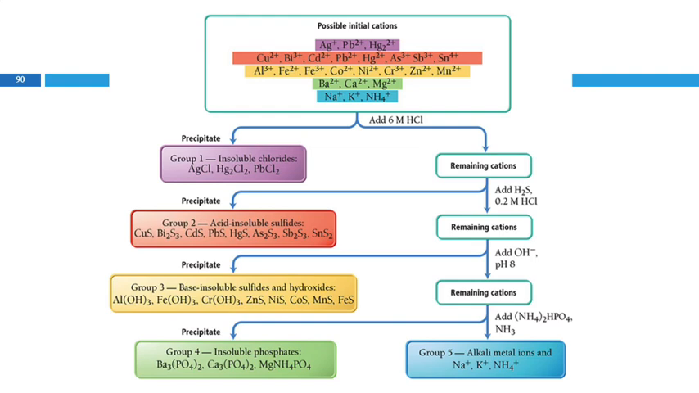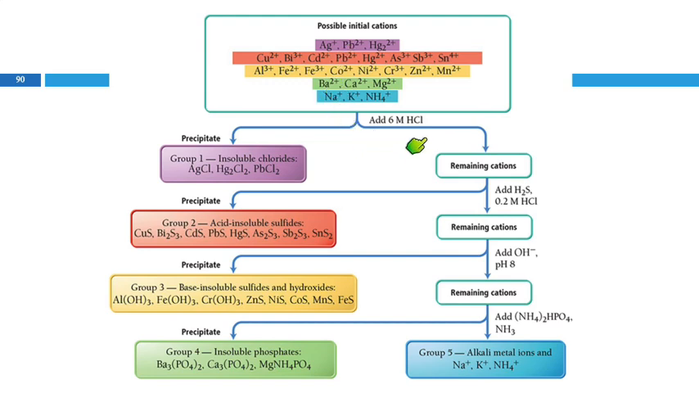So there are several different qual schemes. This is not the one that we're going to use in lab, but the idea is similar. And you'll need to draw a flow chart like this to follow when you do your lab practical. So up here, these are all the possible cations that could be in this particular sample.